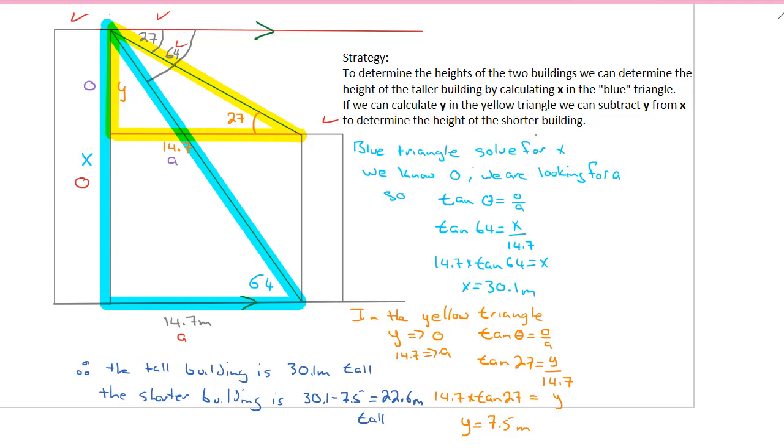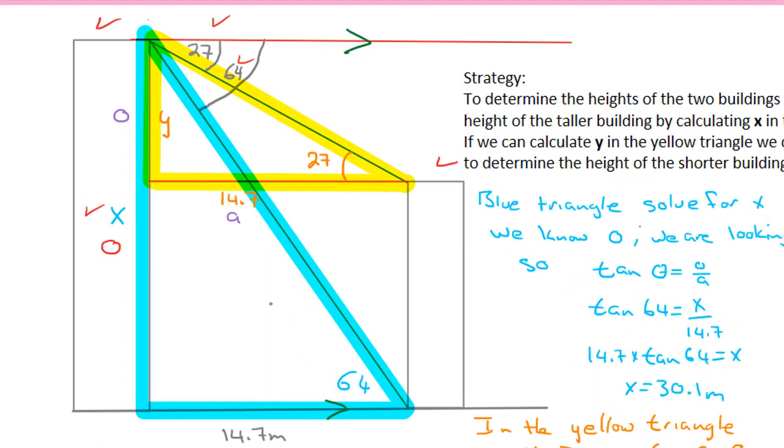As you can see, we have two right-angled triangles here, and we can use our trig ratios to solve unknown sides. In the blue triangle, the side that we're looking for is x, which is going to be the height of the building. Because we know that the angle of depression is 64 degrees to the bottom, we also know that the angle down here in the bottom corner is 64 degrees. And we also know the adjacent side is 14.7 meters, the distance between the two buildings.